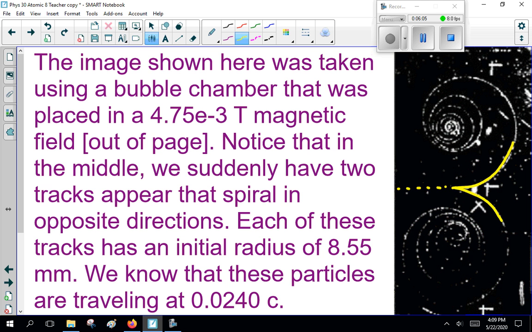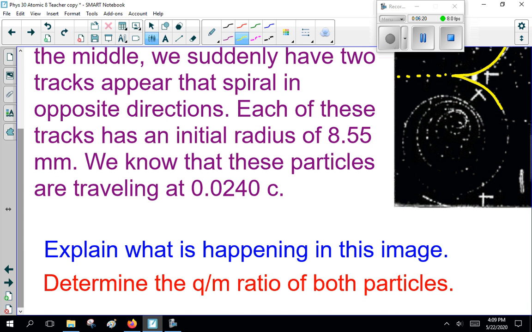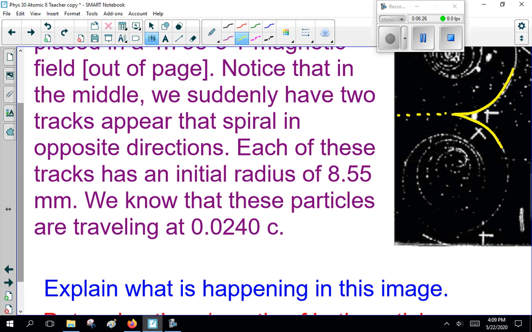Each of these tracks has an initial radius of 8.55 millimeters. We know that these particles are traveling at 0.0240 times the speed of light. They came through a velocity selector. Explain what's happening in this image. Well, as I just said, we have a neutral particle coming in here splitting into a positive and negative.